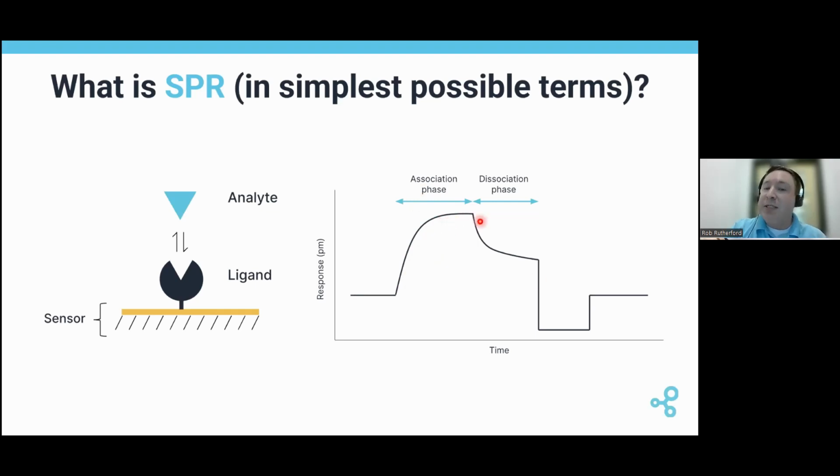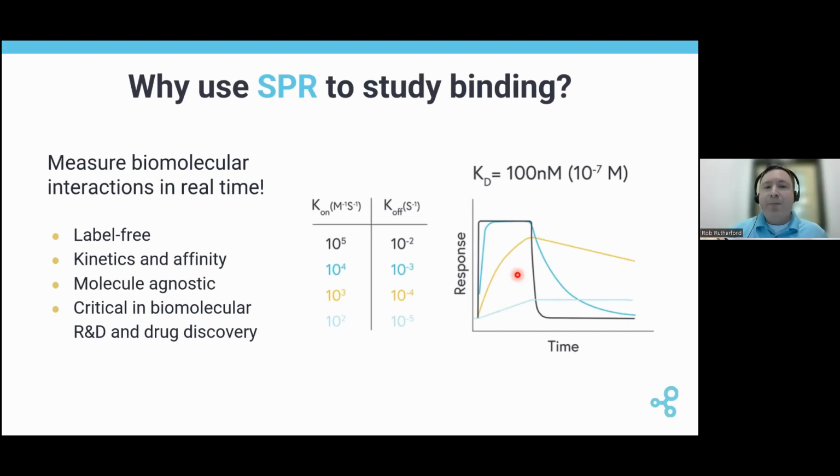And then there's the dissociation phase, which is where there's no new analyte being introduced into the system. So anything that dissociates off of the ligand is flushed across the sensor and into the waste line. It's not given an opportunity to bind again. These 2 phases are important. They're going to give us our K on and our K off, and these are what's actually used to calculate our affinity.